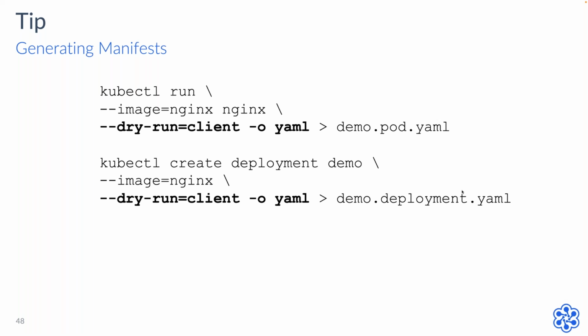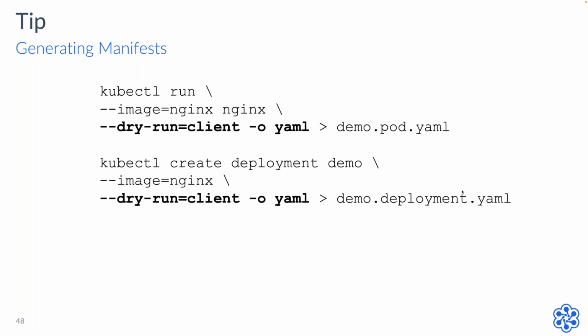So in the first command shown here, I'm using kubectl run to generate a pod resource. I'm setting the container name to nginx. I'm setting the container image to be nginx. And then I'm leveraging dry run and output to YAML and redirecting it out to the file name demo.pod.yaml. Likewise, that dry run can be used on any resource. So in the second example, we're creating a deployment and doing the same thing.